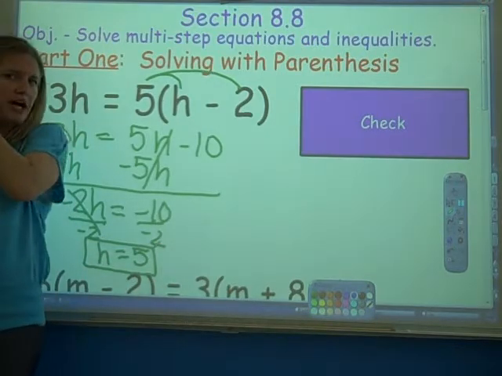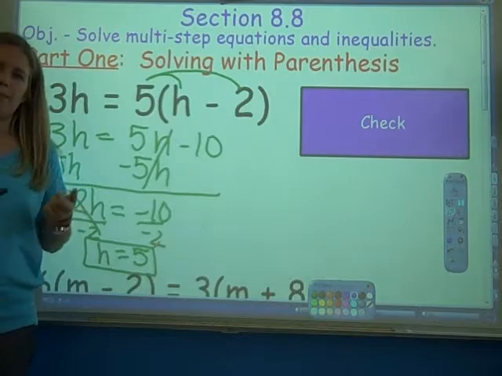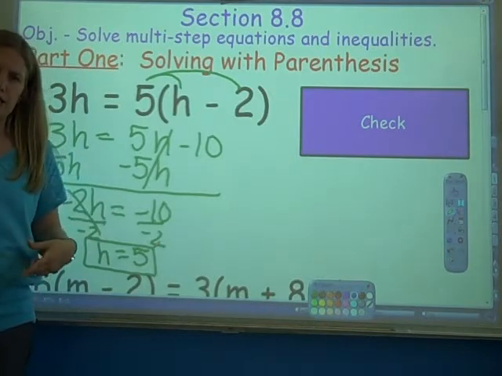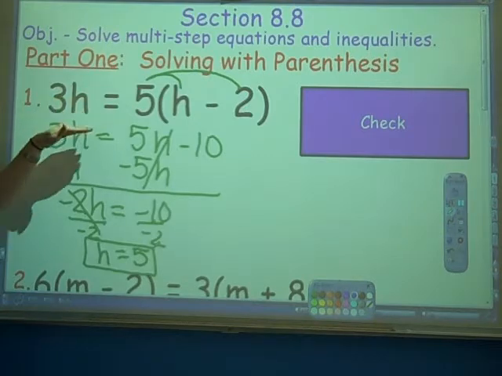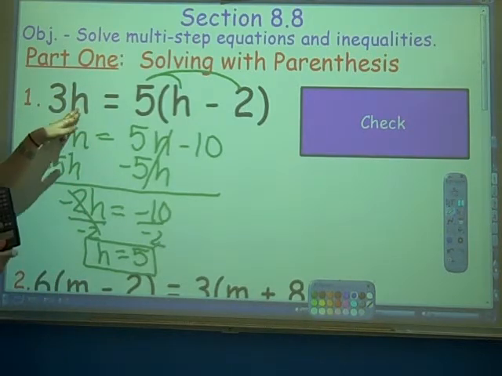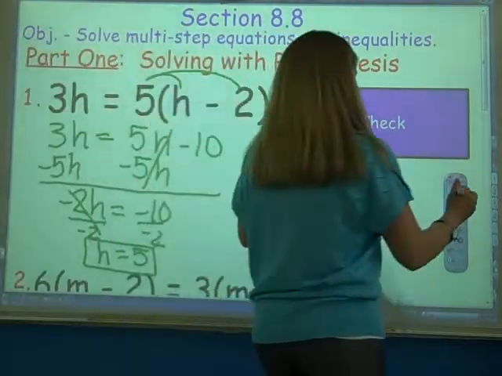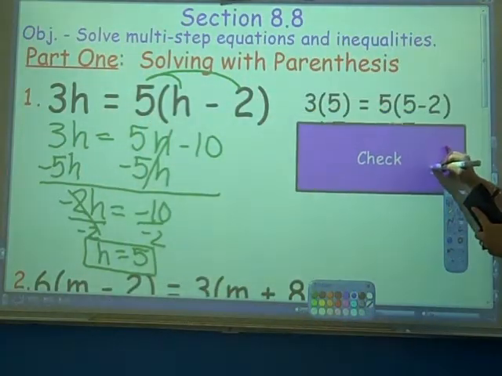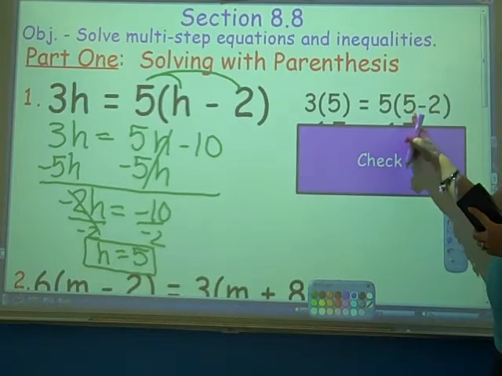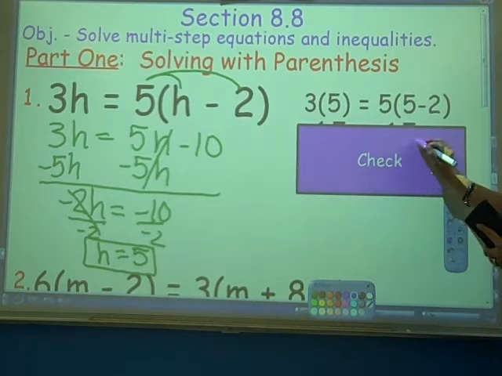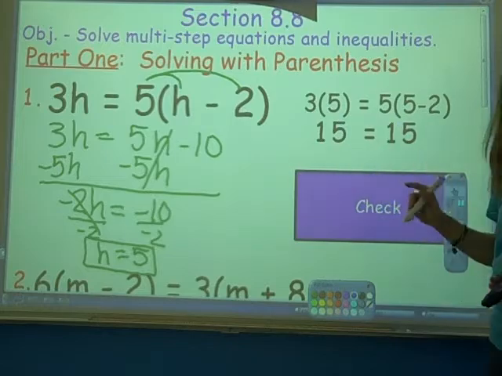Okay? I'm going to go over how to do a check for this problem, but by now we should have an understanding of checks. You plug your answer into the original equation, not any of the ones you simplified. So 3 times 5 equals 5 times 5 minus 2. And you simplify this. 3 times 5 is 15. And this side is 15. It works.